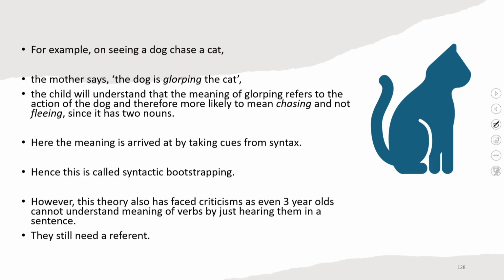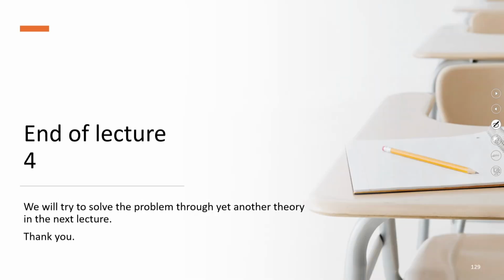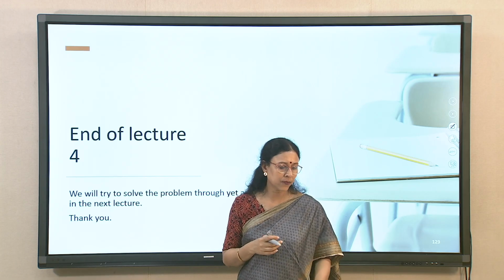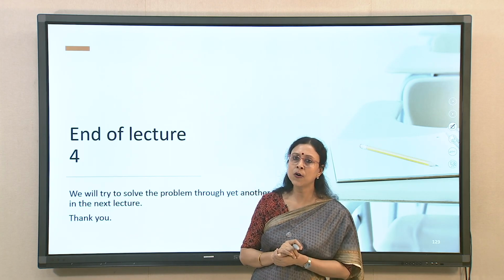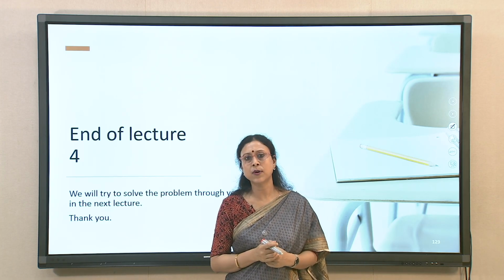However, this also has faced a lot of criticism. One line of criticism is that even 3-year-old children cannot understand the meaning of verbs by just hearing them in a sentence, because sentence acquisition happens a little later, and so even at 3 years they are not expected to learn them through sentences. As a result, we come to the end of lecture 4, but we are still not sure what is happening.